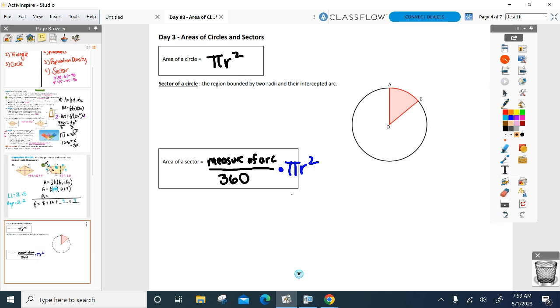And I just want to remind everybody, measure of the arc, that's the same as the central angle. Just a reminder from last unit, that's the same as the central angle. Remember, they're always equal. And that's what we're working on today: finding the area of a sector. All right, ready to roll? Let's do it.